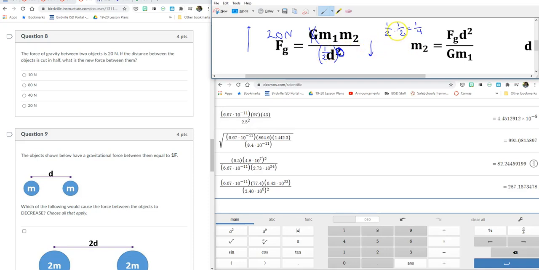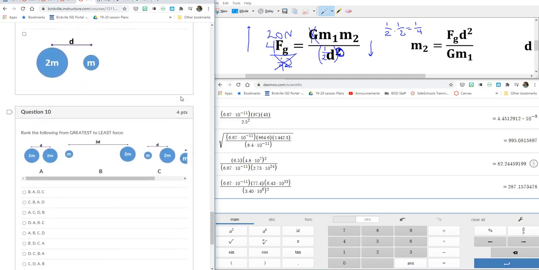So in order to figure out what we're doing over here, we're dividing by 1/4. But when you divide by a fraction, you multiply by the reciprocal, meaning you flip your fraction over and multiply by that. So instead of dividing by 1/4, what's actually happening is we're multiplying our force by 4. So 20 newtons times 4 is going to be 80 newtons.